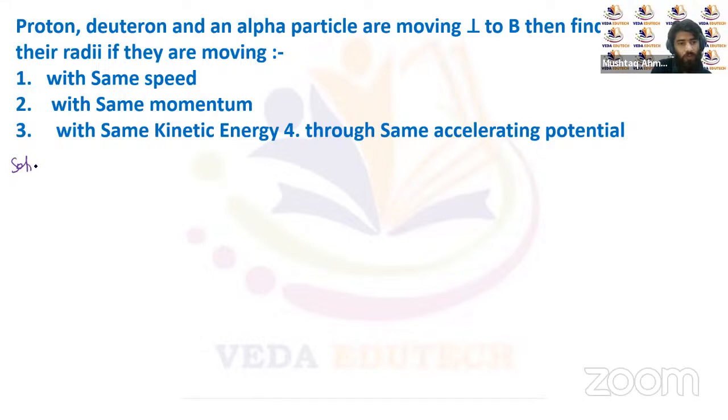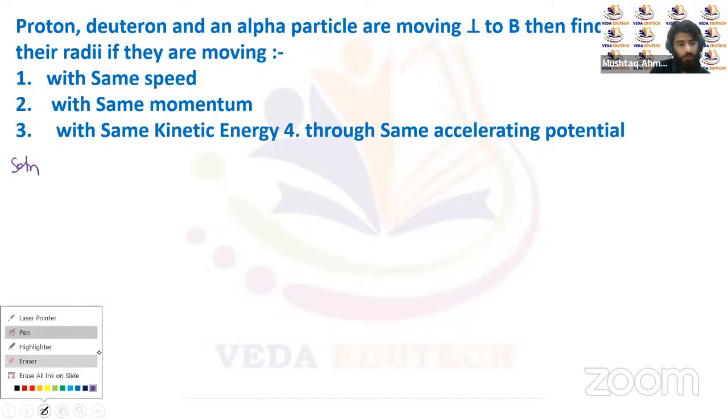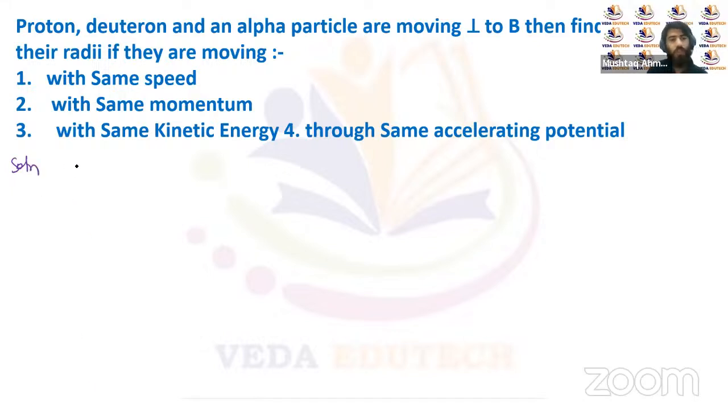Let's look at the solution of this question. You can see that we have to find the ratio of the radii of three particles: one is a proton, another is a deuteron, and the third one is an alpha particle. We know that proton has a charge of 1 unit, that's equal to 1.6 into 10 to the power minus 19 coulombs. That's the charge of this proton.